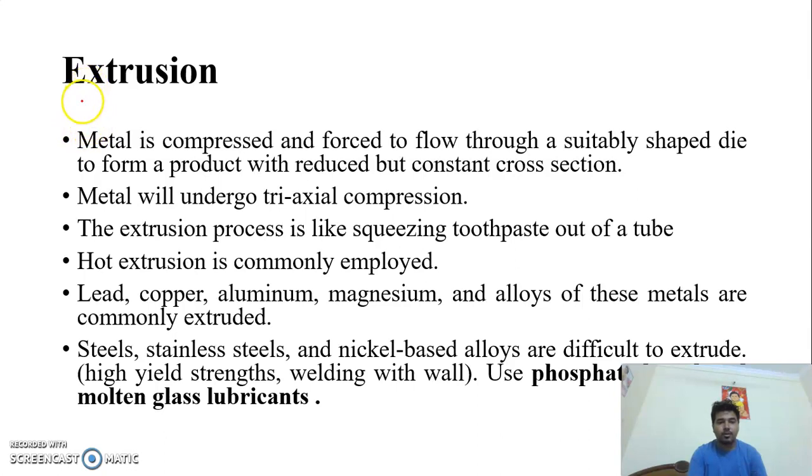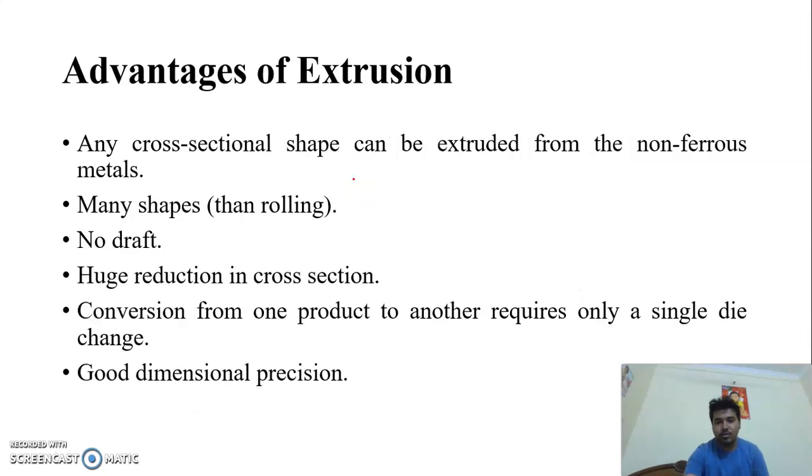What is extrusion? In the extrusion process, metal is compressed and forced to flow through a suitably shaped die to form a product with reduced but constant cross section. In extrusion, a compressive force is applied to the raw metal. The raw metal is heated and forced to flow through the die, and the product we get has a constant cross section.